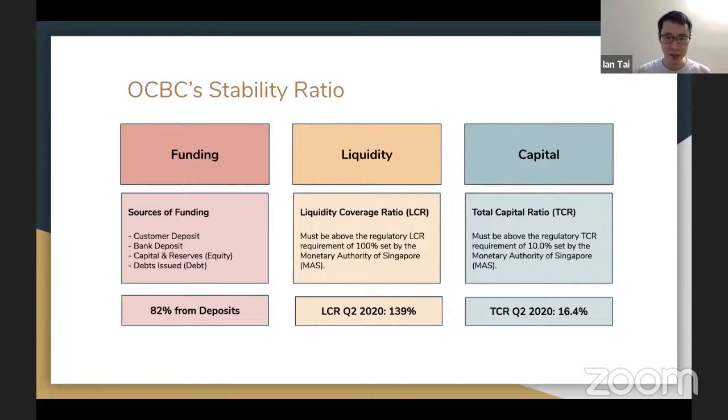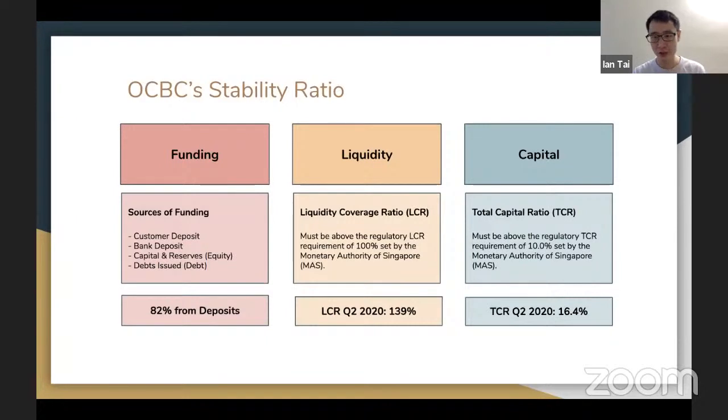So the Monetary Authority of Singapore, which is something like Bank Negara Malaysia over there, sets a regulatory liquidity coverage ratio of 100%. As long as you hit 100%, it means you have a bank with the financial resources to overcome all these short-term acute financial obligations. So OCBC Bank hit 139%. I think that is okay. It passed the minimum requirement by the MAS. So this is actually quite okay.